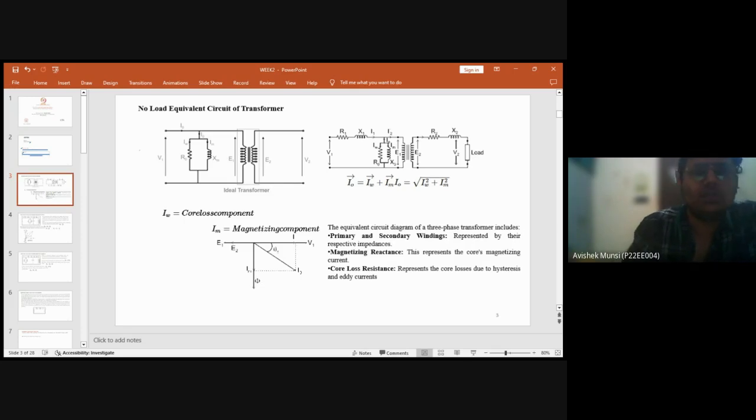The first topic we're discussing today is the no load equivalent circuit of a transformer. In the last class, I also discussed the transformer. You already know the basic circuit of a transformer. And if we draw the equivalent transformer circuit, it will look like this. Basically, this parallel section R naught XM gives the equivalent of the core of the transformer.